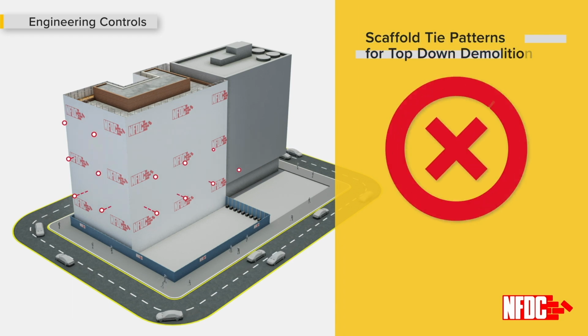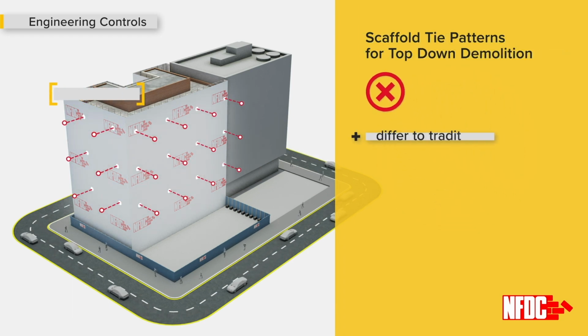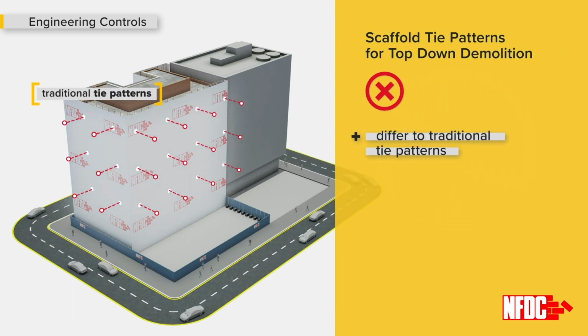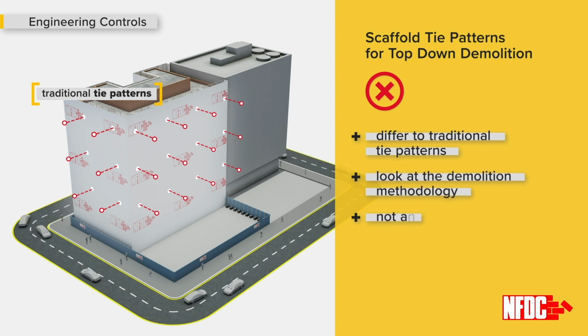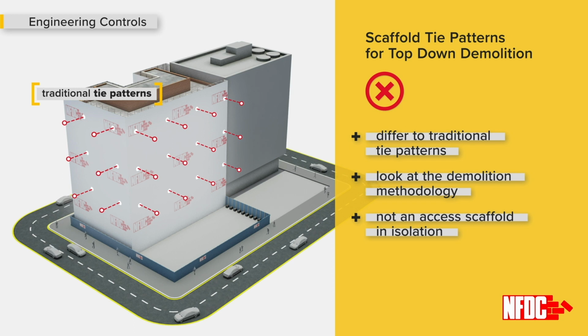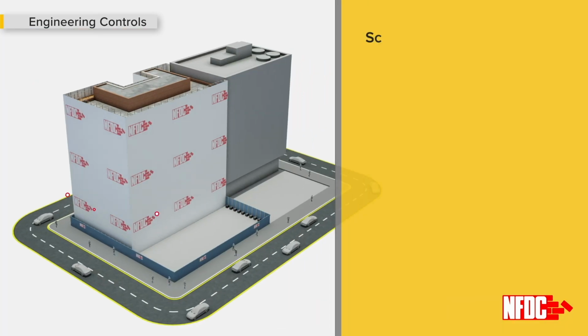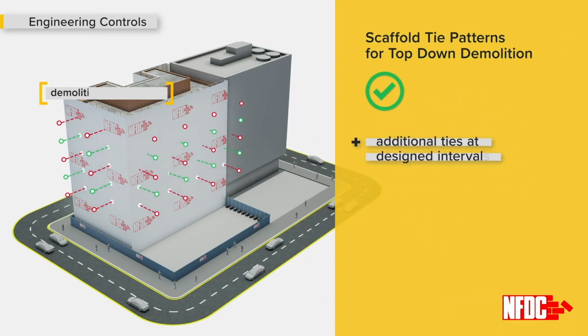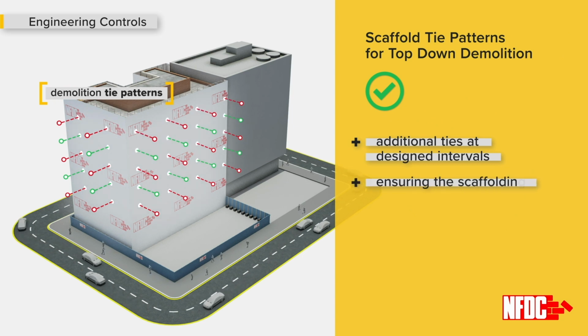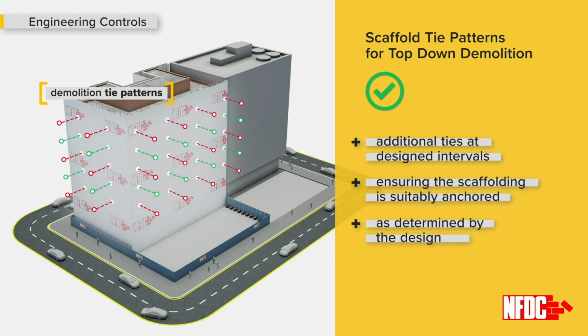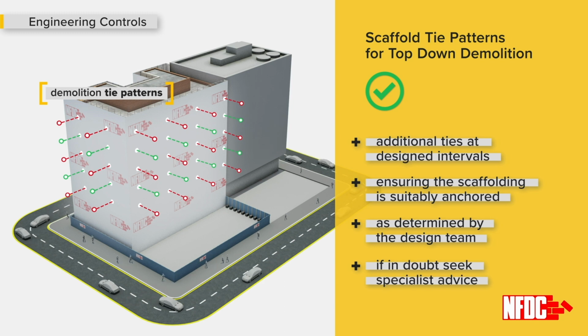Scaffold tie patterns for top-down demolition works differ to traditional tie patterns. When designing scaffolding, we must look at the demolition methodology and not an access scaffold in isolation. Additional ties at designed intervals are fixed to the structure to ensure the scaffolding is suitably anchored to the building at all times, both during erection and dismantling.